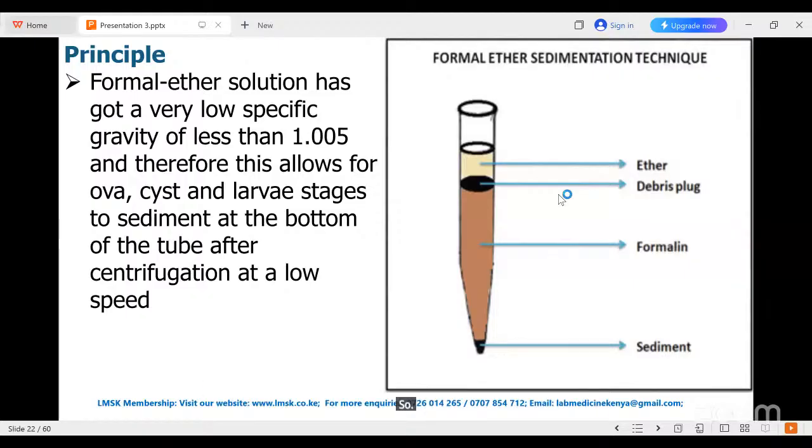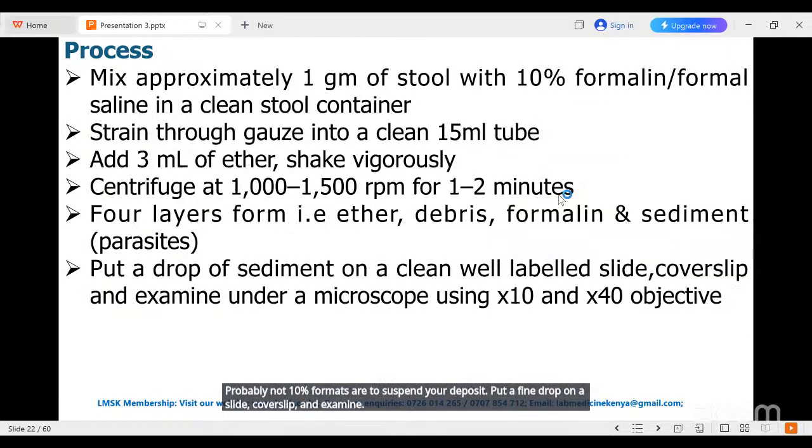So after centrifugation, always disturb the debris so that you can pour off the first 3 layers. You leave a small amount of 10% formalin to suspend your deposit. Put a fine drop on a slide, cover slip, and examine. So this is just the process.